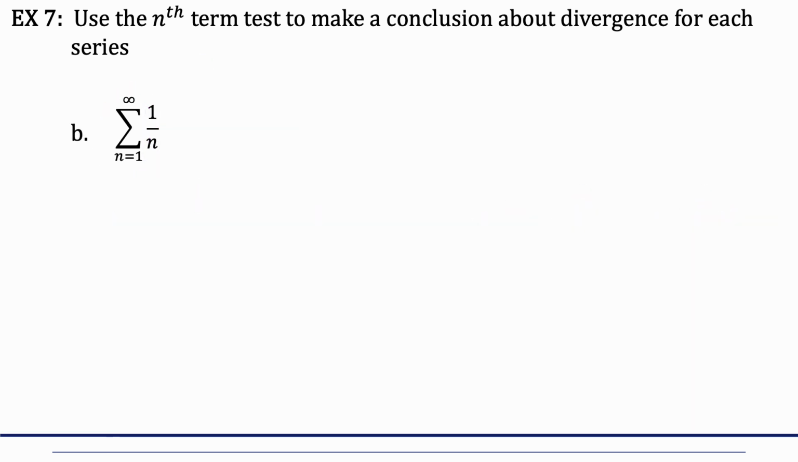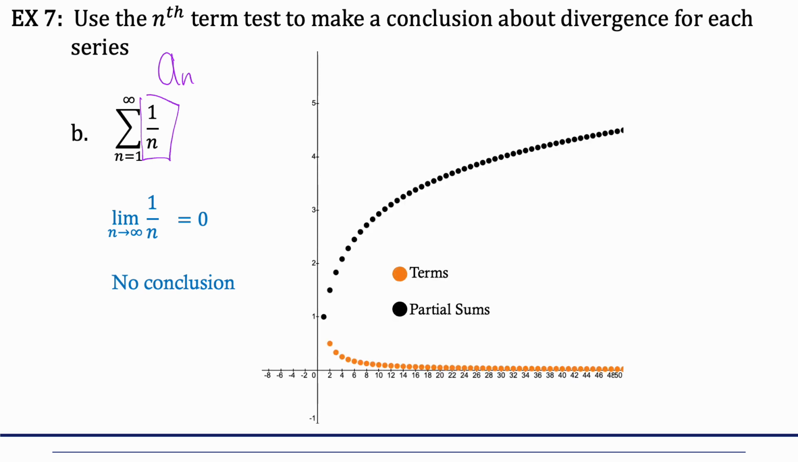What about this one? So 1 over n, that's my a sub n. And the limit as n approaches infinity of that 1 over n, oh, it is 0. So does that mean the series converges? Actually, you don't know. There's no conclusion on this one, and we'll learn later how to tell if a series converges or diverges. But this one is actually quite interesting.